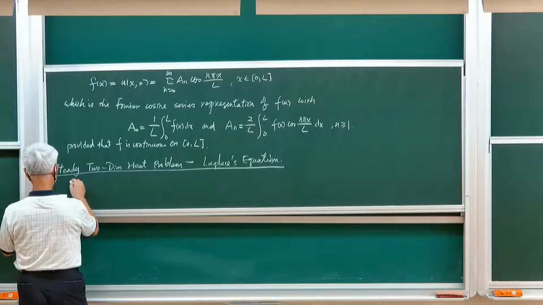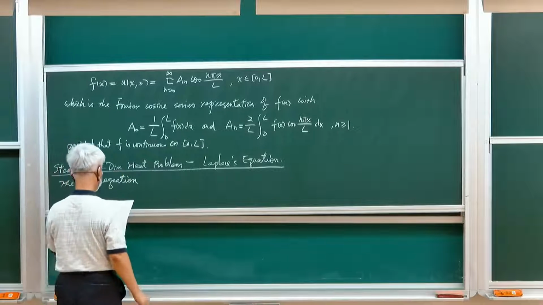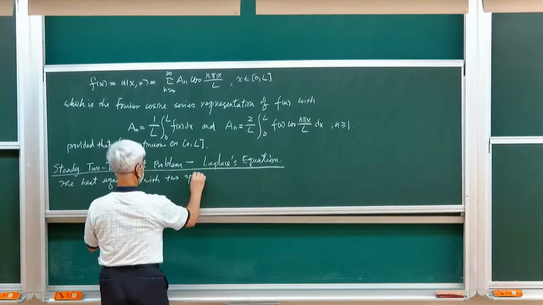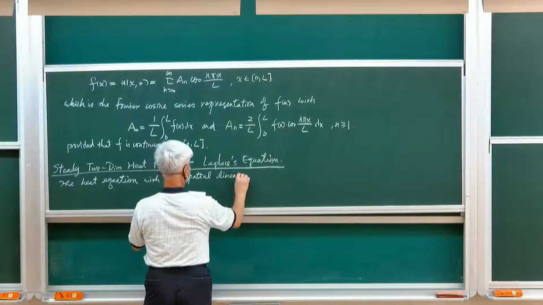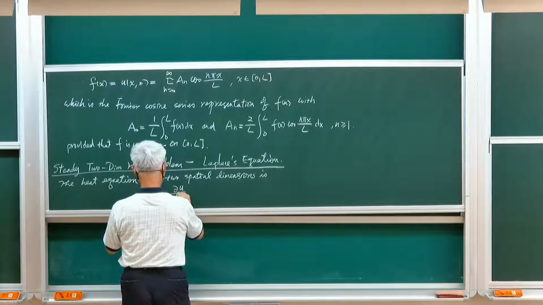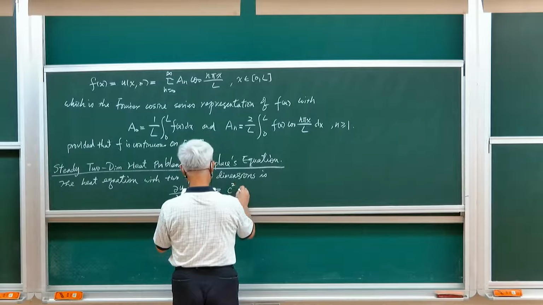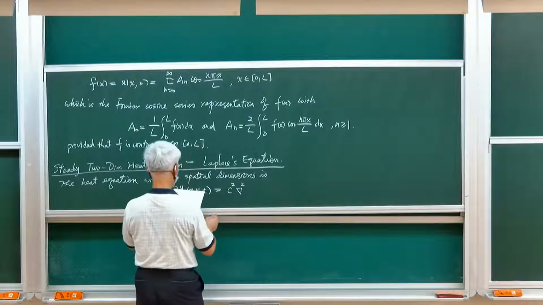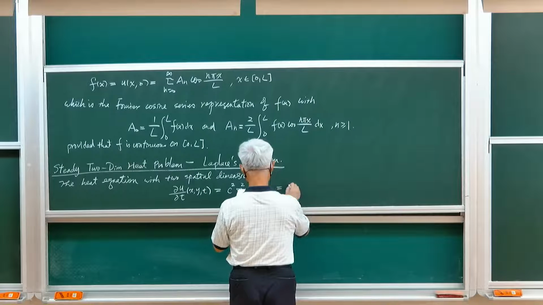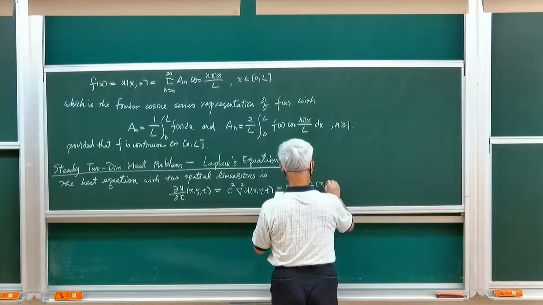Okay, all right. So the heat equation with two spatial dimensions is u_t equals c squared times the Laplacian operator of u(x, y, t), which is equal to u_xx plus u_yy.